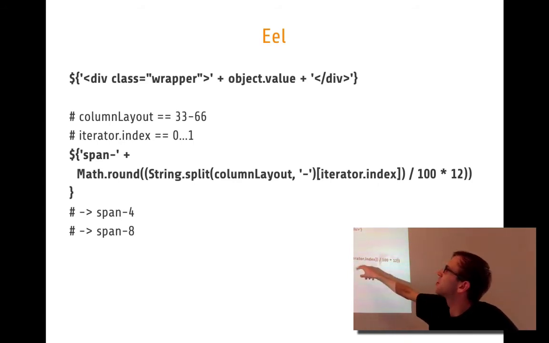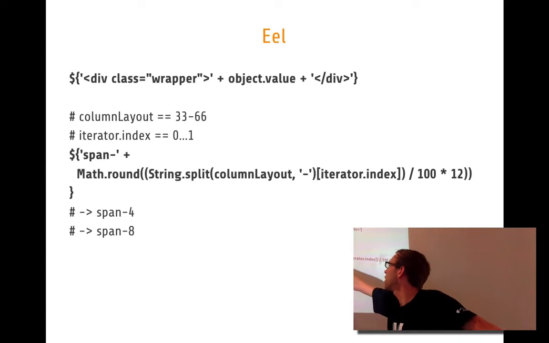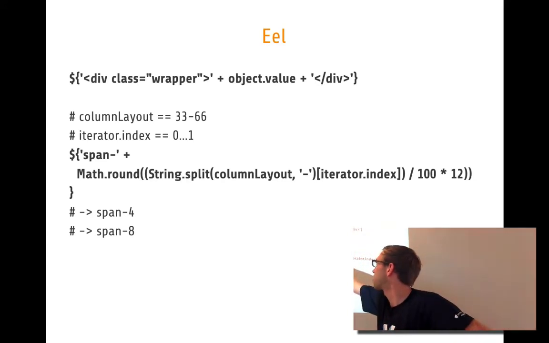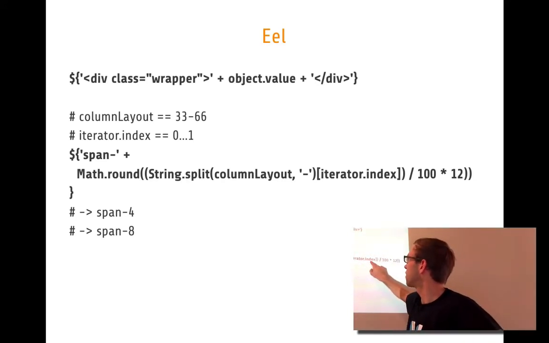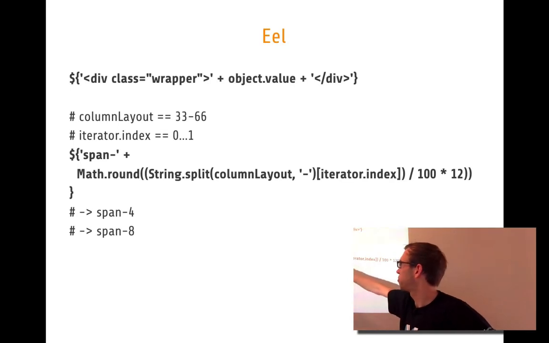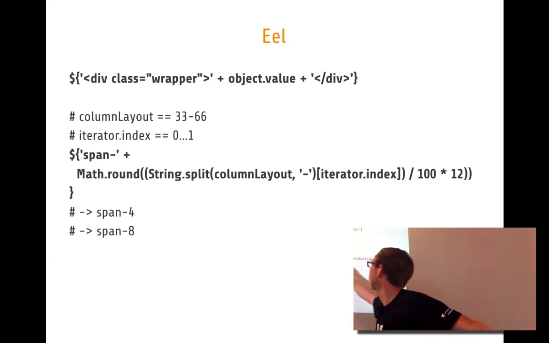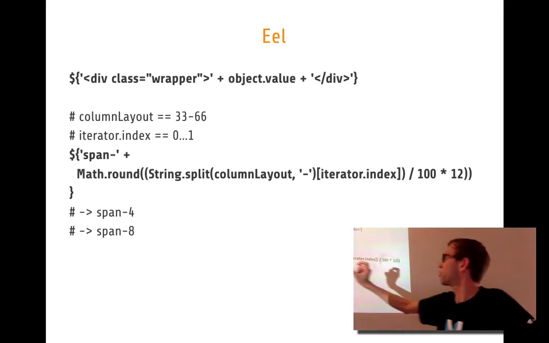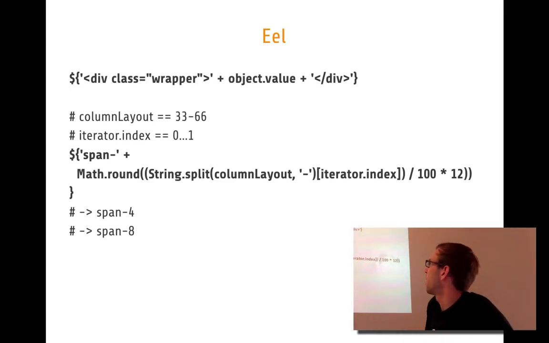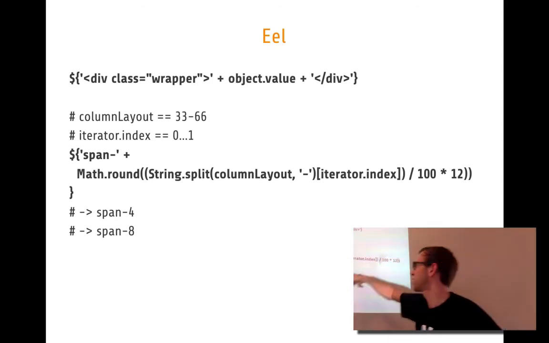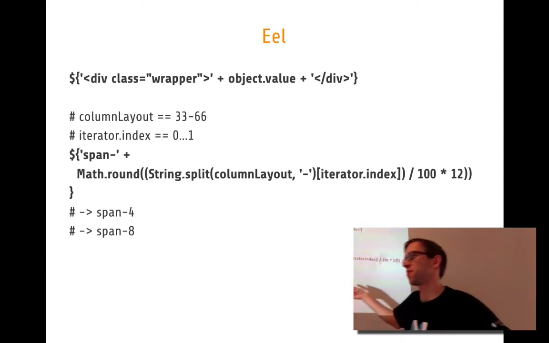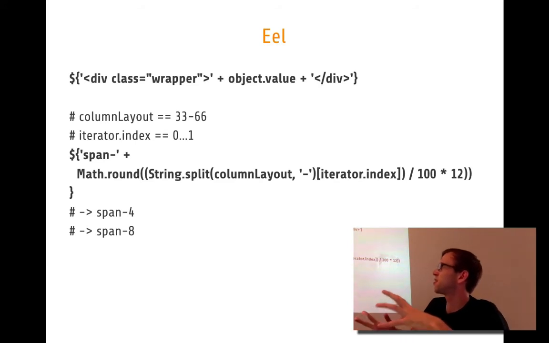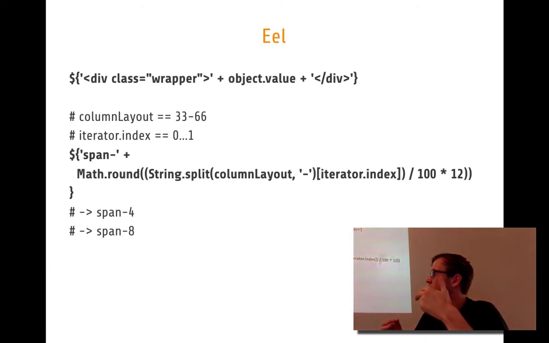So what we do here is we split the column layout string by the dash. So we get 33 and 66. And then we access either the first one or the second one, depending on the iterator index, so giving us just the 33 or the 66. Then we divide it by 100, multiply it by 12, and round the whole thing, and this way we get span 4 and span 8. So basically that means it is quite powerful to transform or to express rendering rules, so to speak.